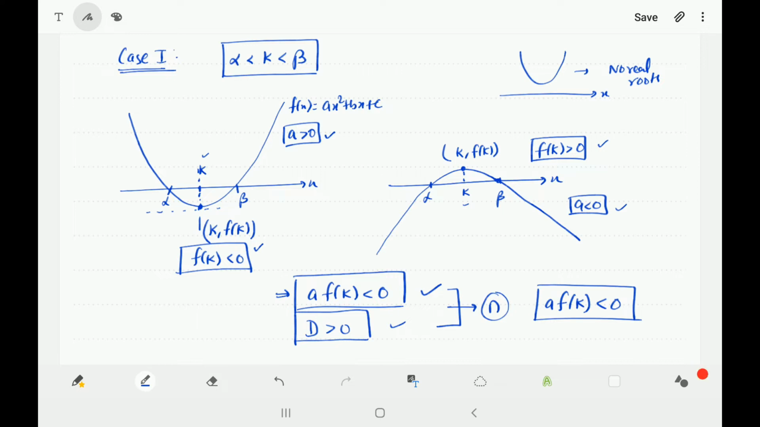So now if I take the intersection of both the cases, we will definitely get a into f of k is less than 0, because a into f of k will be less than 0 only if d is greater than 0. Just hear this again: a into f of k will be less than 0 only if d is greater than 0. I'll just draw some more diagrams which will prove this fact.